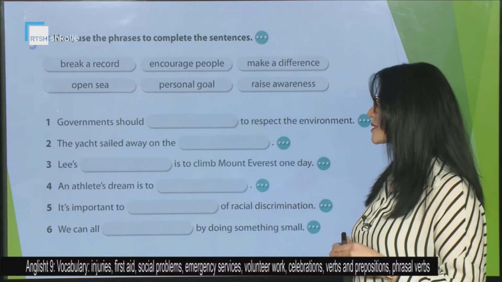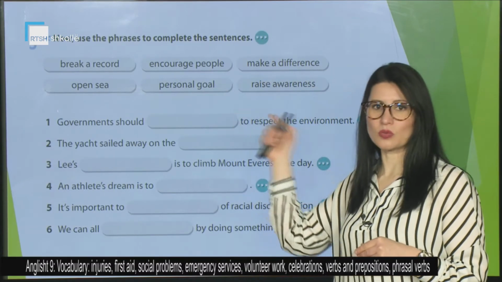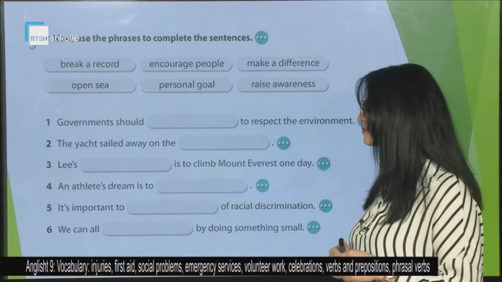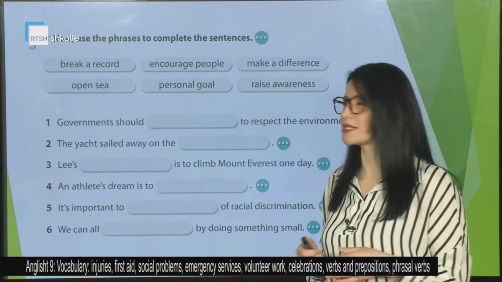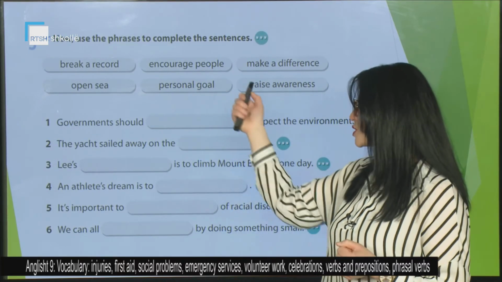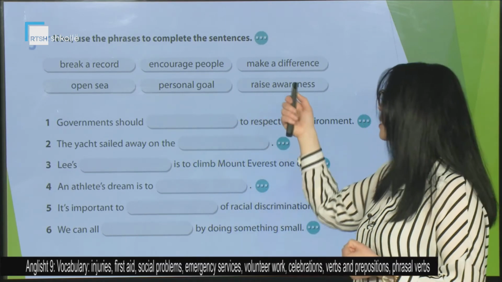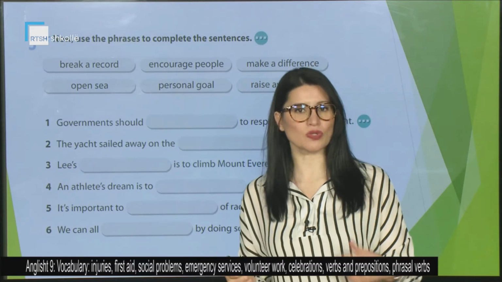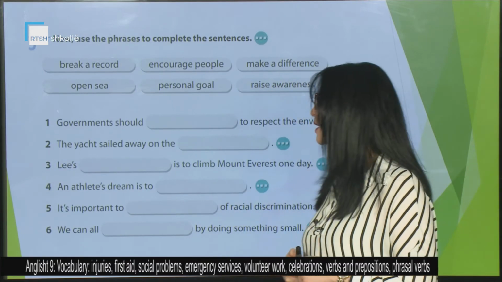We have another exercise and we're going to use the words that we created to complete the sentences below. The created phrases are break a record, open sea, encourage people, a personal goal, make a difference, and raise awareness. Let's read the sentences and choose the correct phrase for each sentence.